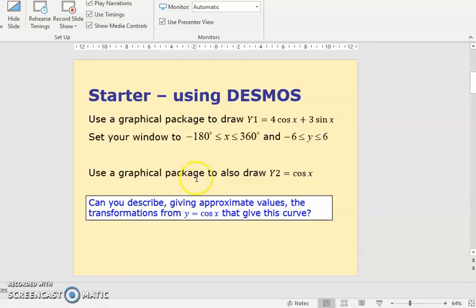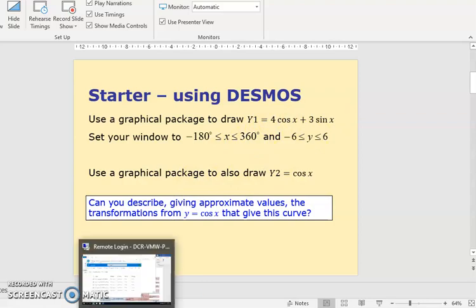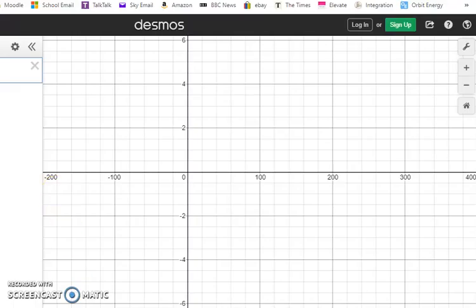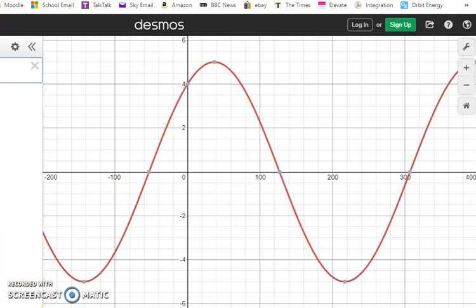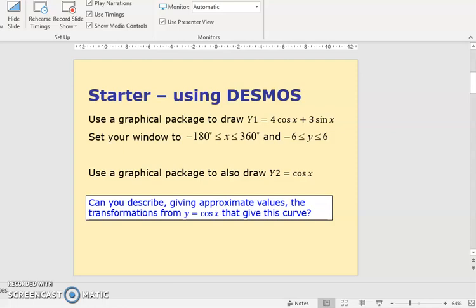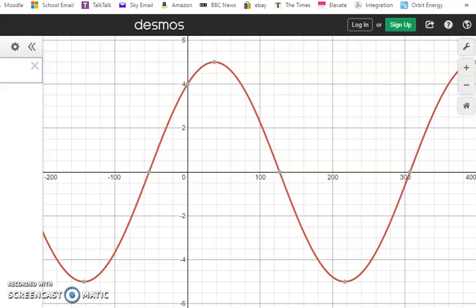So if I just go back to the PowerPoint, it wants me to draw 4 cos x plus 3 sin x. So I'm going to type in y equals 4 cos x, it's already done that, plus 3 sin x. I'll just check that that's what it wanted. 4 cos plus 3 sin, yes, and the window's already set up, and that's what it looks like.